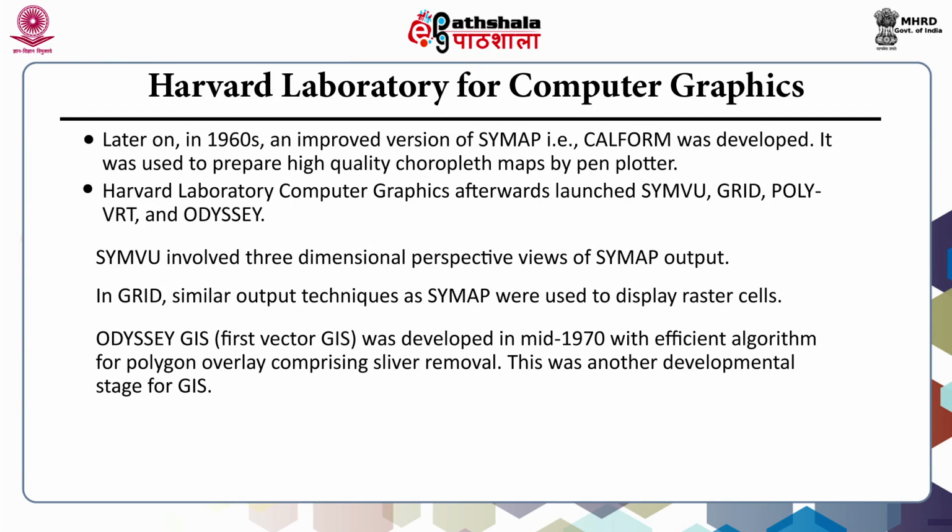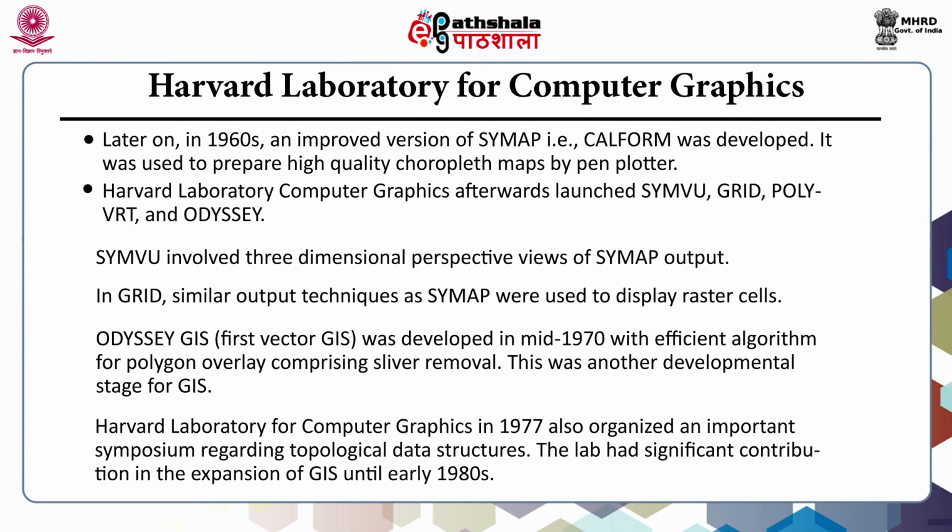Odyssey GIS, that is the first vector GIS, was developed in the mid 1970s with an efficient algorithm for polygon overlay comprising sliver removal. This was another development stage for GIS. The Harvard Laboratory for Computer Graphics in 1977 also organized an important symposium regarding topological data structures. The lab had a significant contribution in the expansion of GIS until the early 1980s.